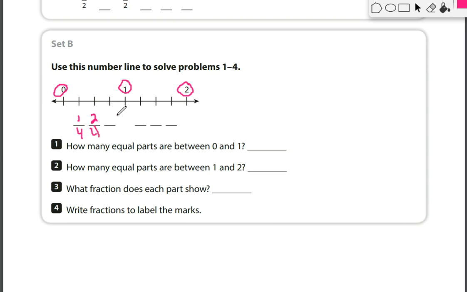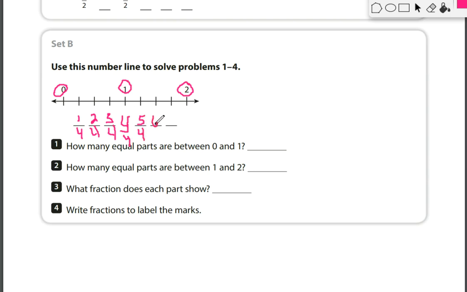2/4, 3/4, and when we have a whole, we know that's one of those special fractions where the denominator and numerator are the same. It would be 4/4. I'm going to write that in just because it's missing and it's going to help me keep count. That's the fraction that would be directly under 1. 5/4.